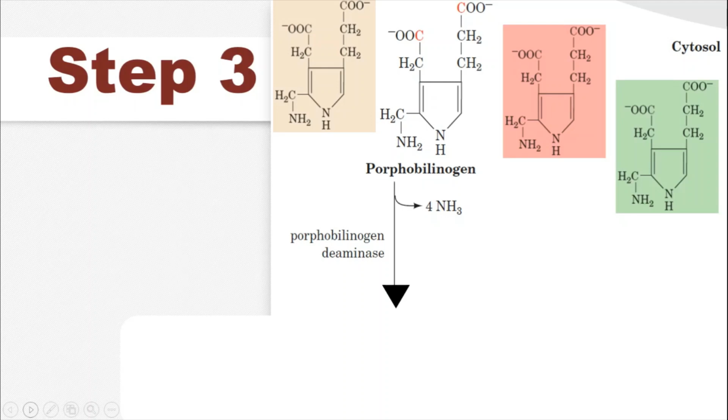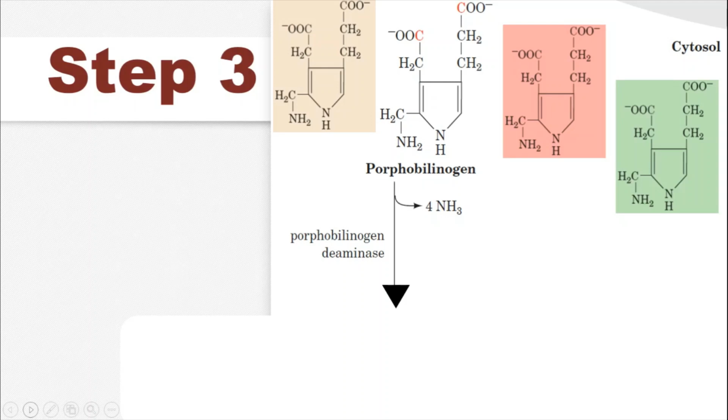Now the step 3. Here for step 3 I will take some more time than other steps because these are a little more difficult to understand. If you observe carefully, you can easily understand. That's not a problem. So here we start with 4 porphobilinogen molecules. In which compartment? Now we are in cytosol.